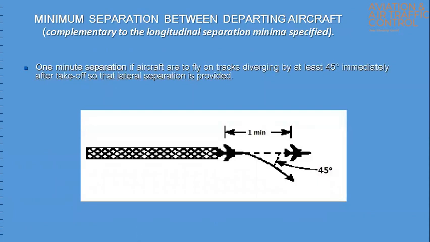Now we will discuss separation when the aircraft is departing from a runway. This separation will be applied by the aerodrome control tower. Minimum separation between departing aircraft is 1 minute, if aircraft fly on tracks which diverge by at least 45 degrees immediately after takeoff, so that lateral separation is provided. So if it is ensured that the first aircraft is taking runway heading and the second is turning left or right, diverging by 45 degrees immediately after takeoff, they are deemed to be laterally separated.